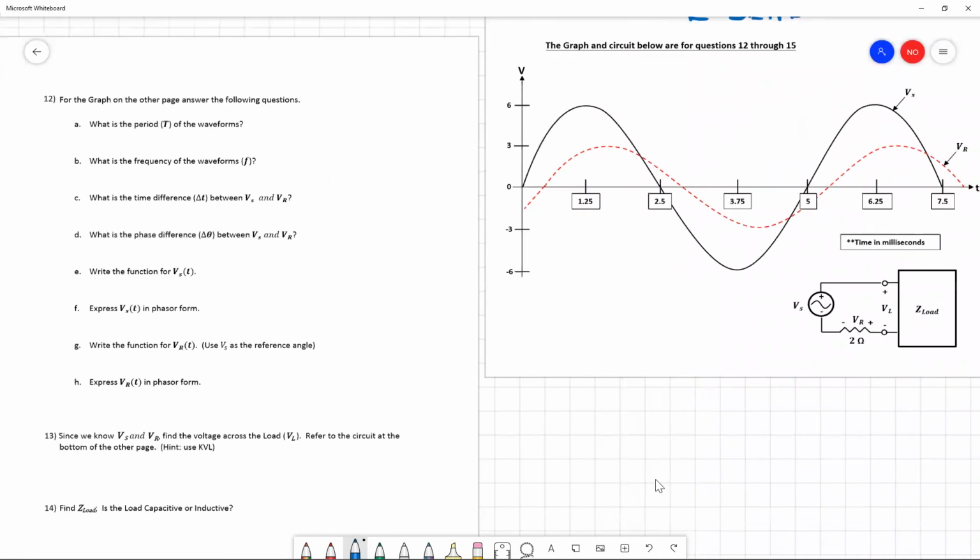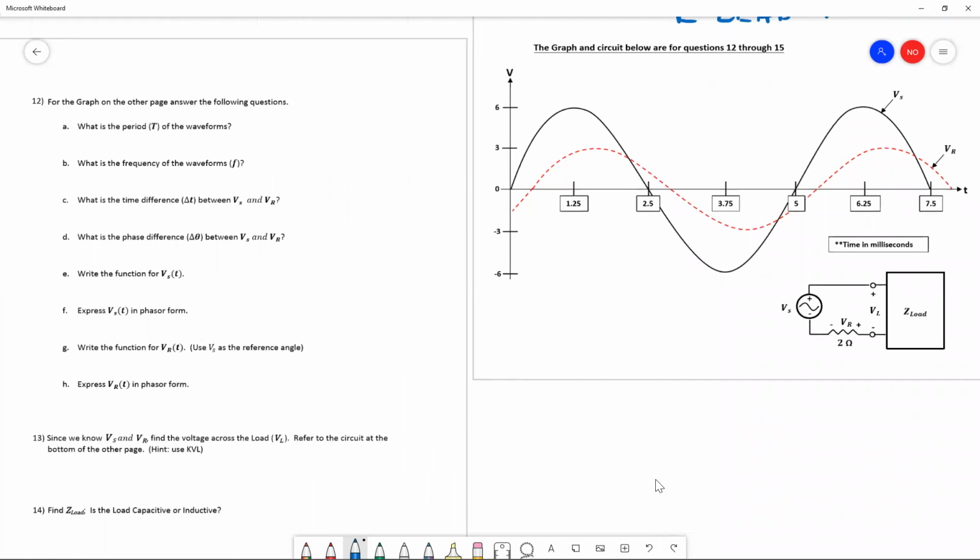And the first question asks, what is the period of the waveform? The period is pretty easy to determine. We just look at where it starts at 0, and then we look at where it repeats itself. That would be here at 5 seconds. You can see the waveform reaches its original point and then starts again. So that's 5 seconds. And actually, if you look here, the time is in milliseconds.